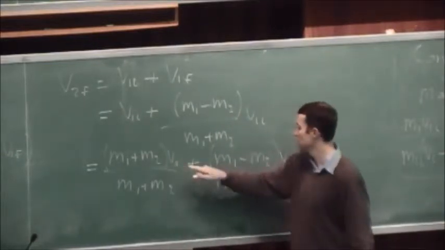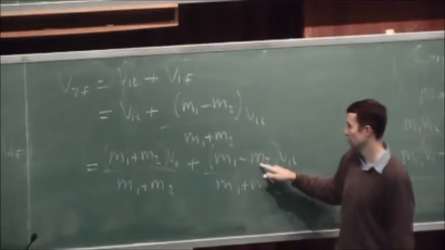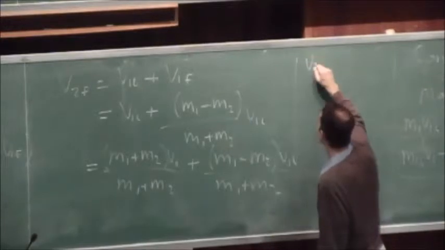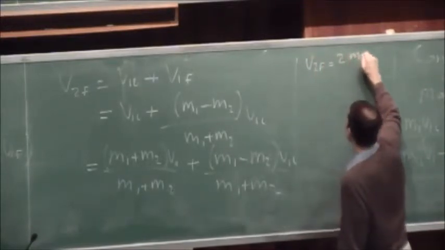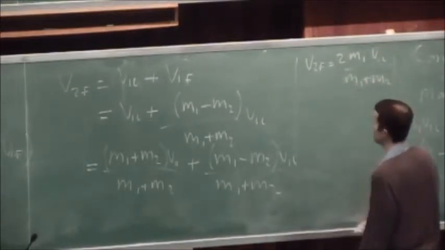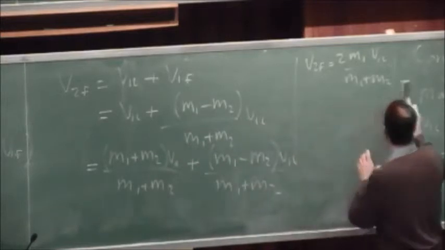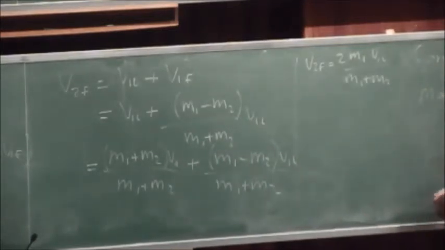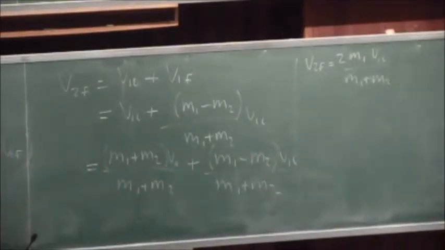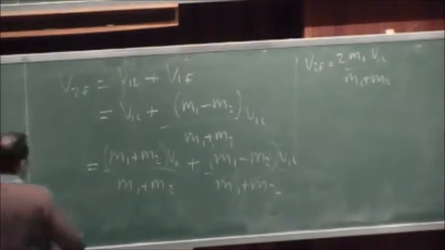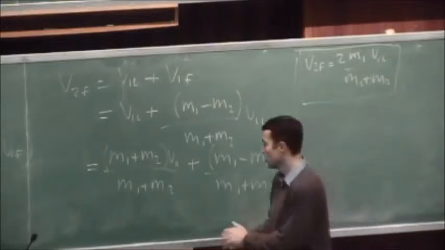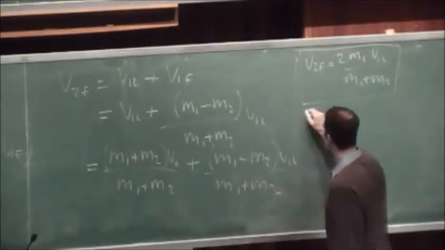What you can see is that the M2s cancel. And so I'm left with V2 final equal to 2 M1 V1 initial all over M1 plus M2. Okay, so this is an important equation right here, and this is an important equation right here. Okay, so let's do three scenarios.